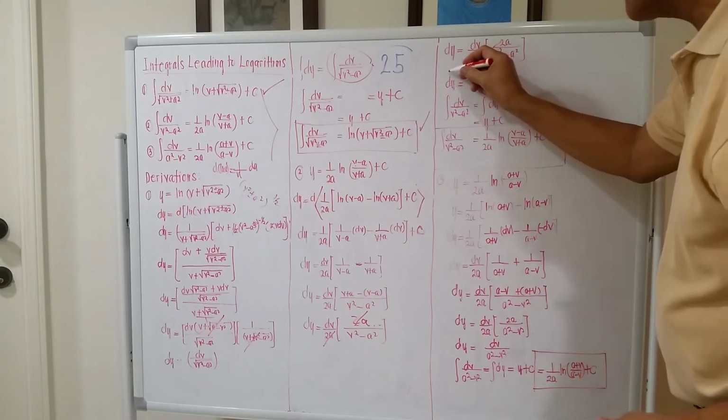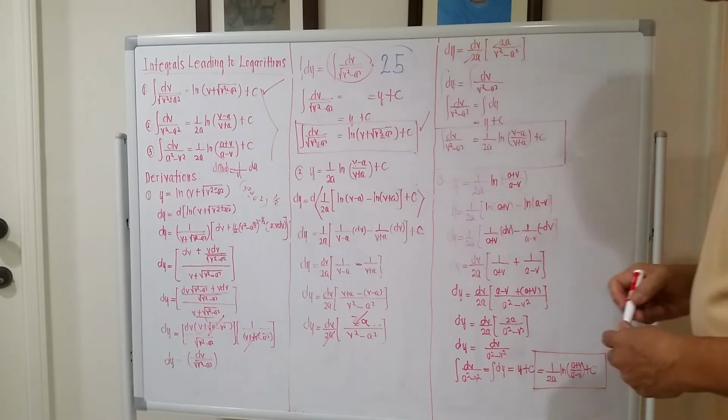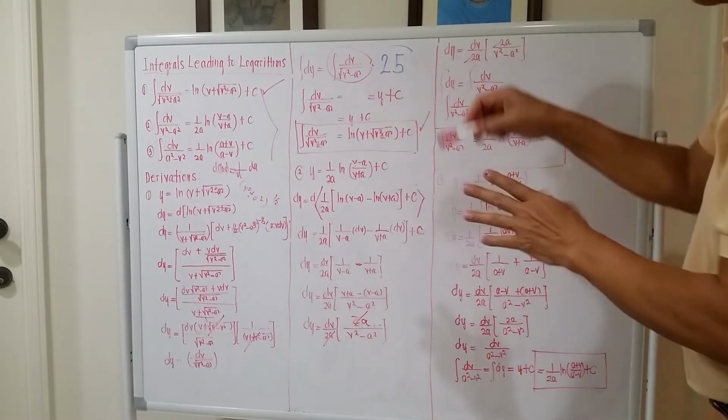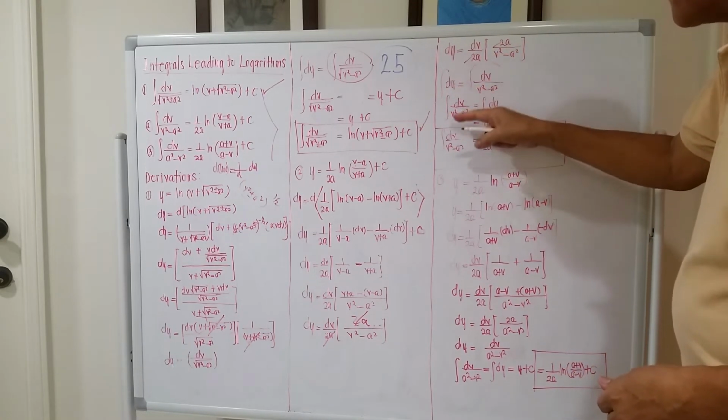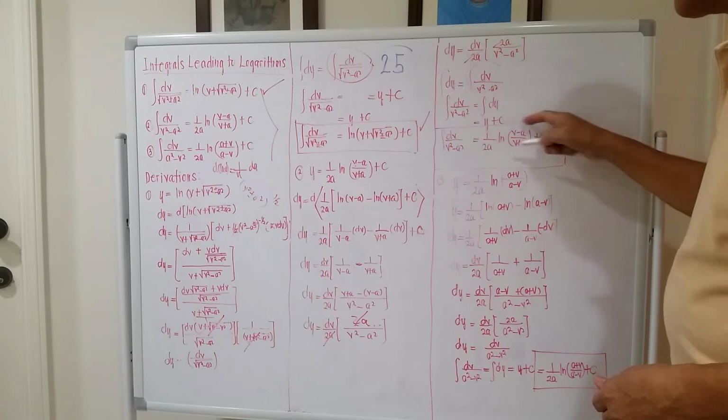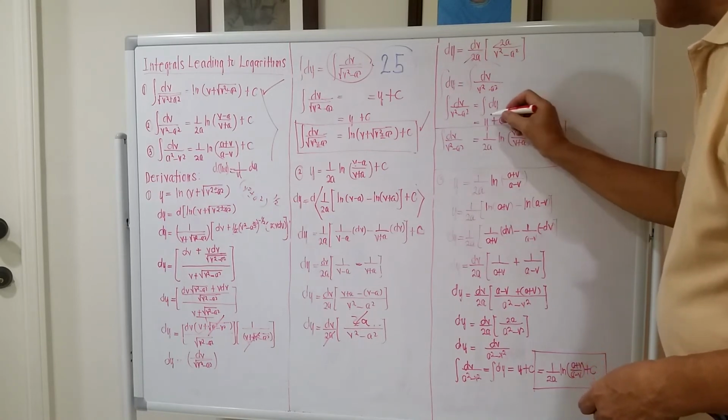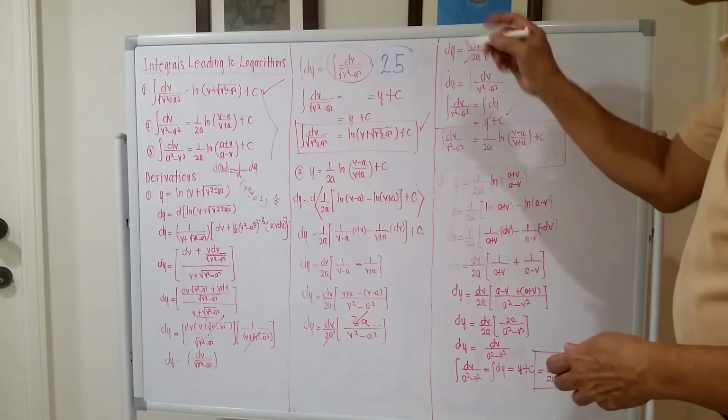Then take the integral of both sides, okay? Then we rearrange, we are solving for this. Therefore, the integral of dv over b square minus c square is equal to the integral of dy, which is equal to y plus c. But what is y?